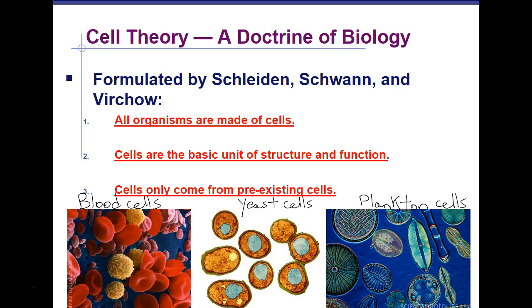All organisms, all life as we know it, is made of cells. The cell is the basic unit of structure and function. In other words, any job a living organism has to do, we can reduce that job down to something happening at a cellular level. And finally, cells only come from pre-existing cells.